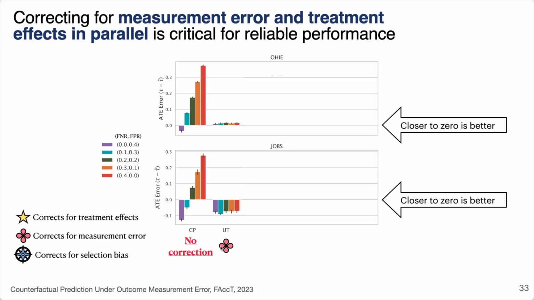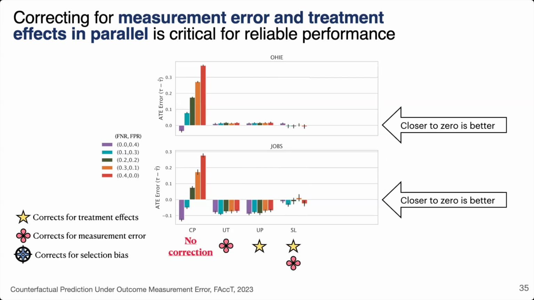The second approach just corrects for measurement error. If we correct for measurement error alone, we get good performance on the OHI data set, but worse performance in the jobs data set. But this is really an artifact of the OHI task, in which the ground truth treatment effect is near 0. In the jobs setting, where the treatment effect is further away from 0, we see worse performance. And it's a similar story if we just correct for treatment effects, but not measurement error.